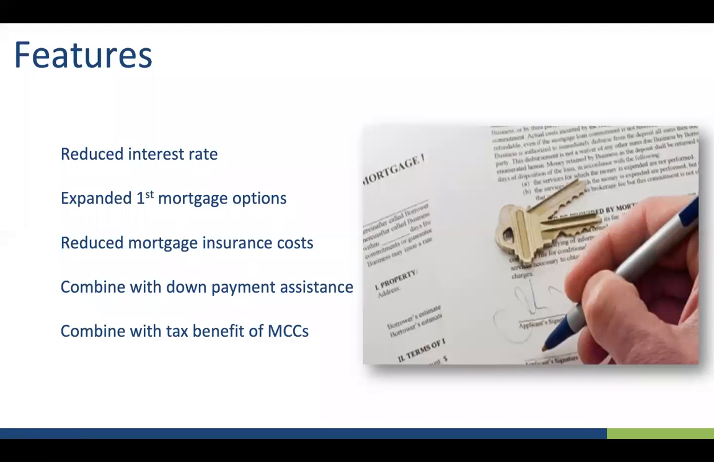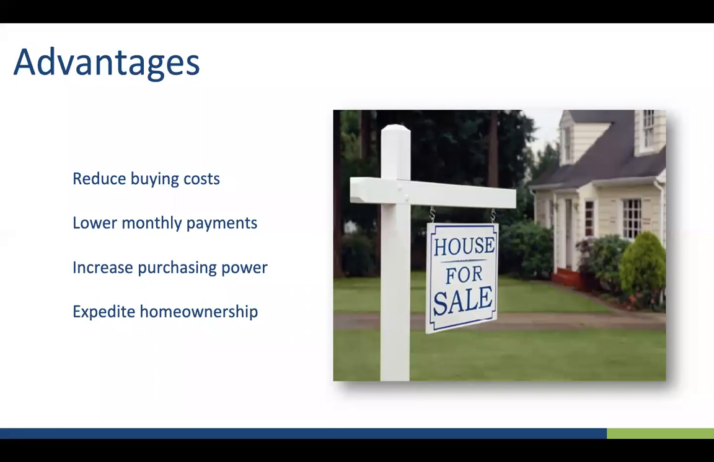They can offer reduced mortgage insurance costs, even at higher LTVs. Of course, they can be combined with those same agencies' down payment assistance programs, and sometimes with the tax benefit of a mortgage credit certificate. The advantages being reduced buying costs, better MI mortgage insurance pricing. These are all lower rate, right? These are all ways to reduce the buying costs and thus lower monthly payments.